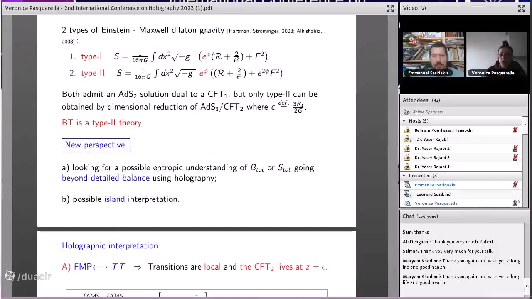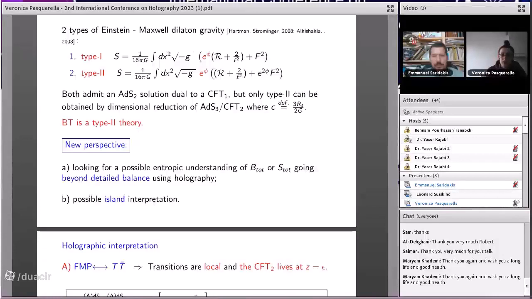And so this is different with respect to type 1, because in type 1 the coupling is just between the dilaton and the Ricci scalar and not the gauge field. So this is precisely the setup where I was mentioning the constant B would be this one. Both admit an AdS2 solution which is dual to a CFT1, but only type 2 descends from an AdS3 CFT2. And precisely this can be shown by looking at the central charges.